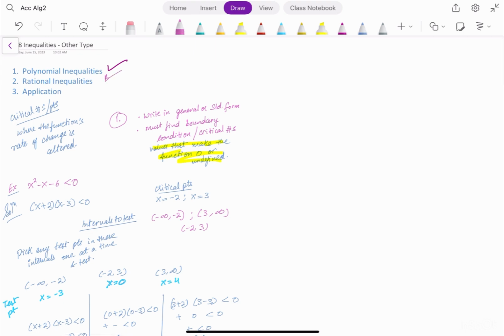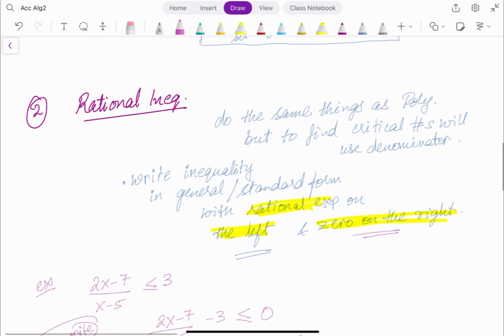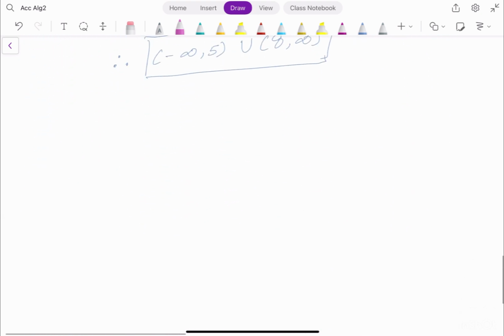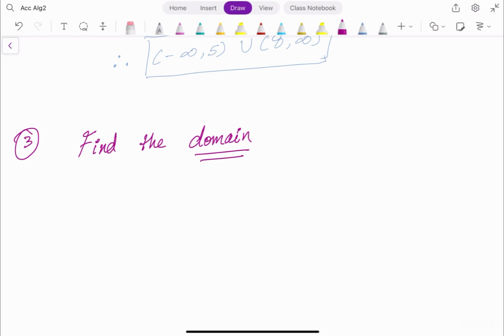Now the application part. Let's take one example. In this example, we will try to find the domain of the function. Now, we have a radical. So what we are trying to find, what is inside the radical, because it's a radical, so it needs to be defined for real values, right? So first thing first, let's factor it out.